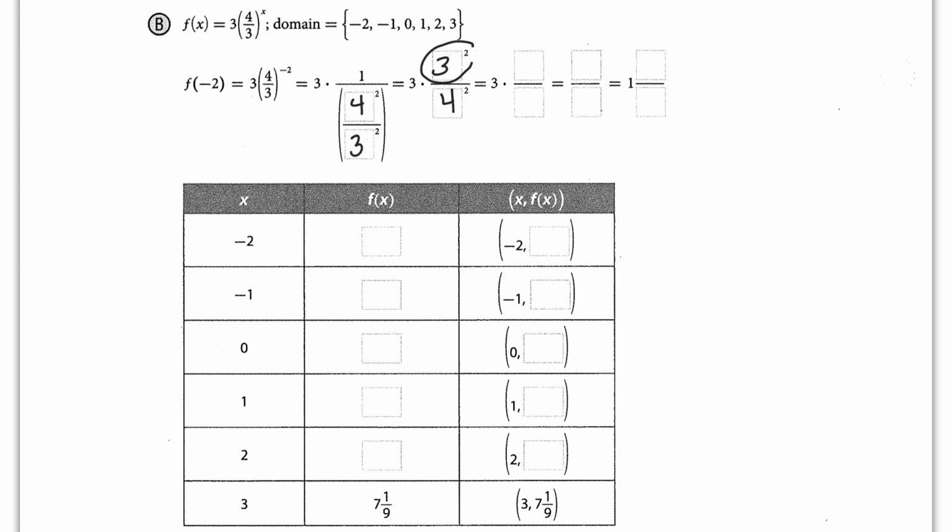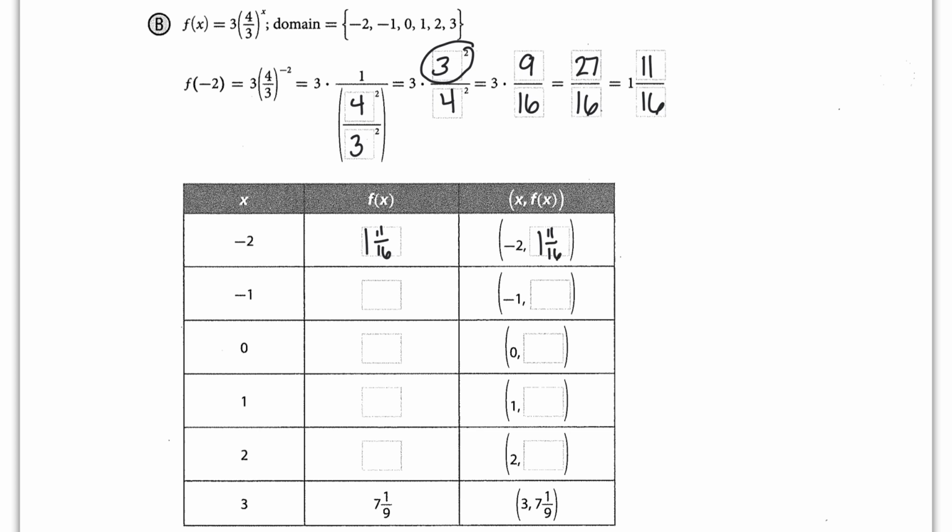Notice they still have those little squareds there. 3 squared is 9. 4 squared is 16. 3 times 9 is 27 over 16. 16 goes into 27 one time, with 11 left over. So 1 and 11/16.